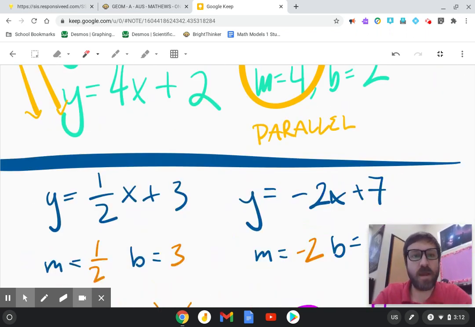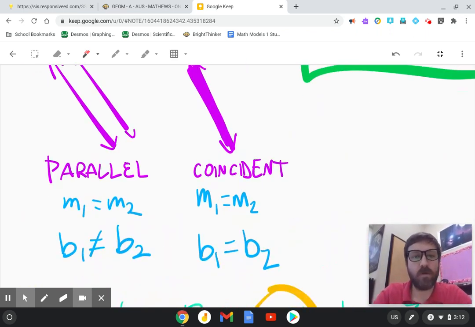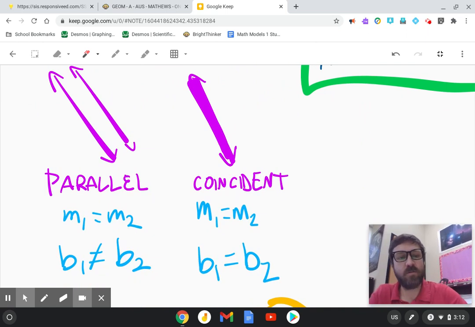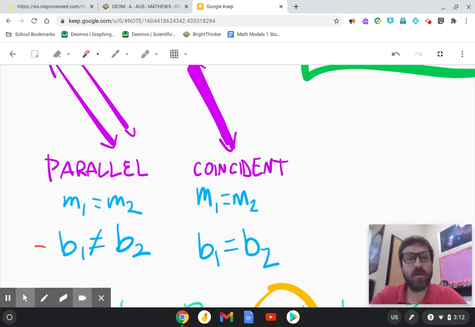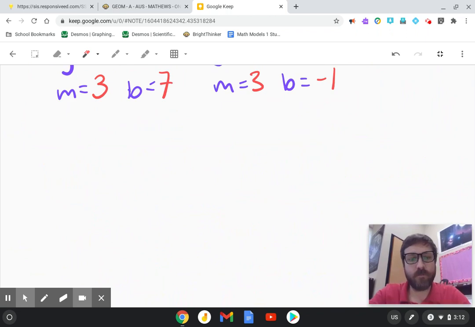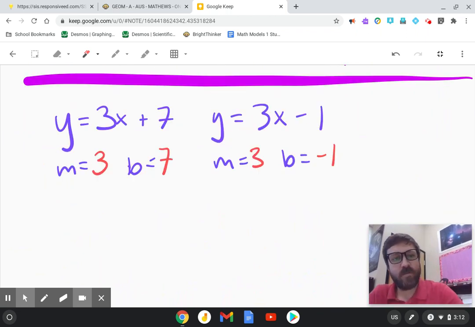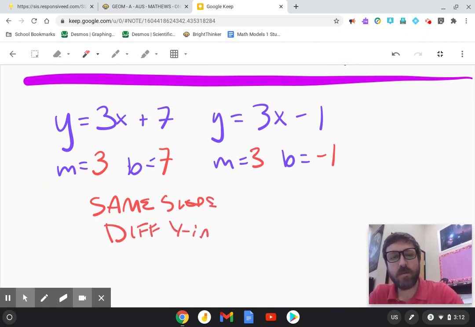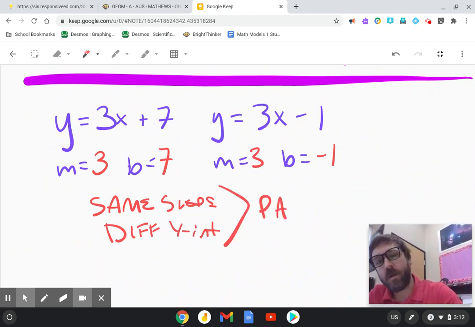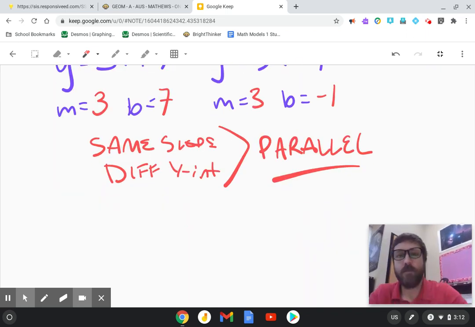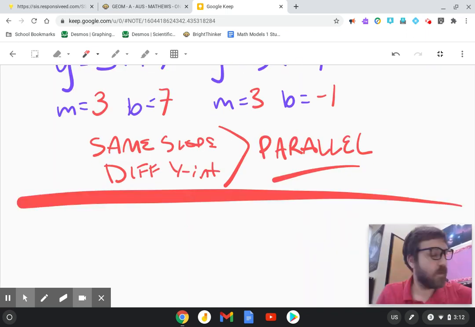So it's got to be either, scrolling up, parallel or coincident. And since the y-intercepts are different, right here, same slope, different y-intercept, that means parallel.